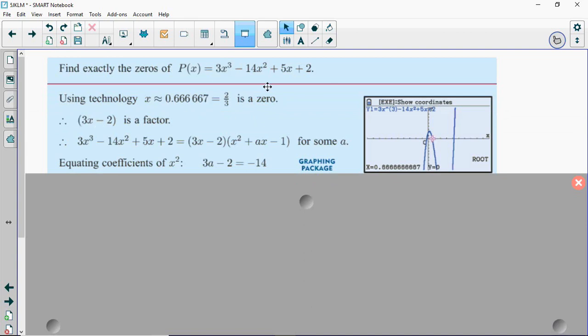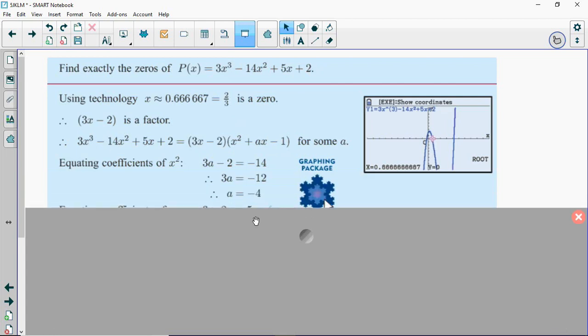So this cubic is going to be equal to that linear factor times some quadratic. We know it's got to be 1x squared if we're going to get 3x cubed. We know it's got to end in a -1 if we want to multiply by that constant to get +2. So we just need to figure out what the coefficient of x is. We can distribute through, and we're going to get 3a minus 2 is going to be the coefficient of x squared here, but over here it's got to be equal to -14, so we can figure out what that a is.